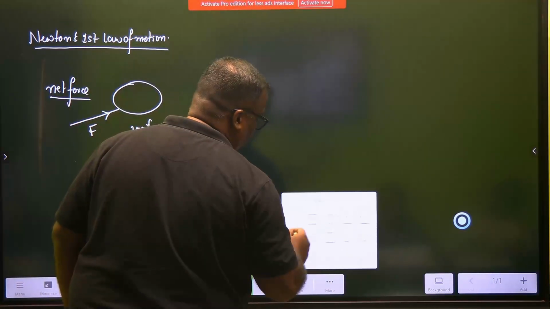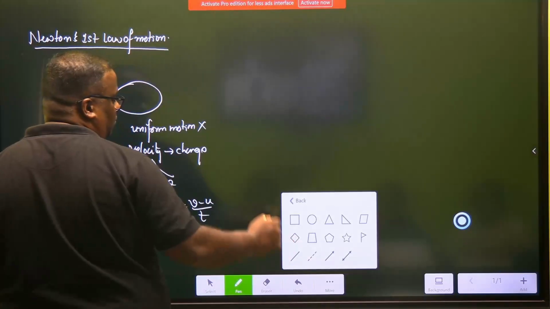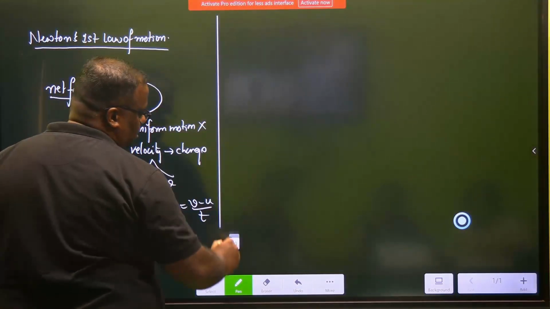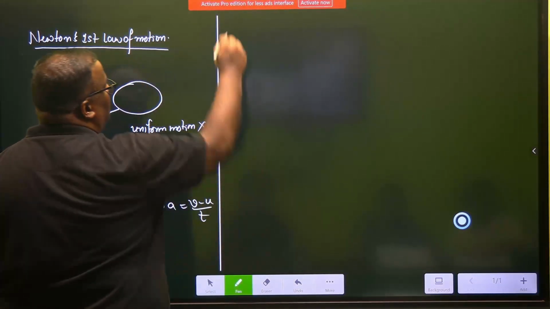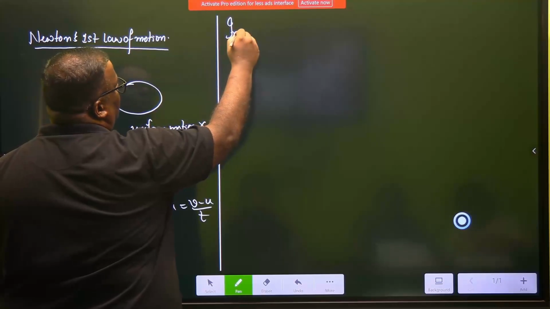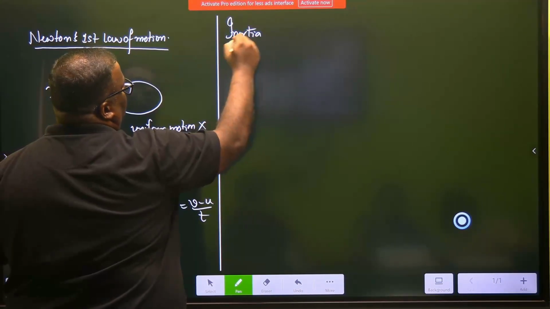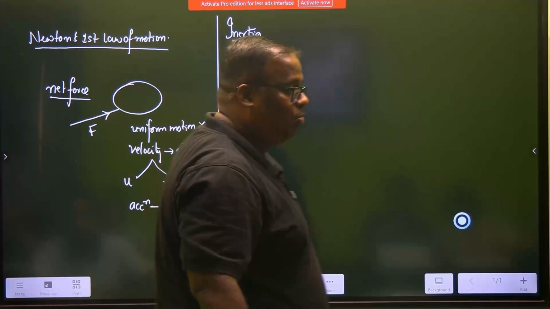Now this law is also known as Galileo's law of inertia. We get to know a new term today, and first we'll debate what it is. Our new term for the day is inertia. Inertia: an inherent property of a body.